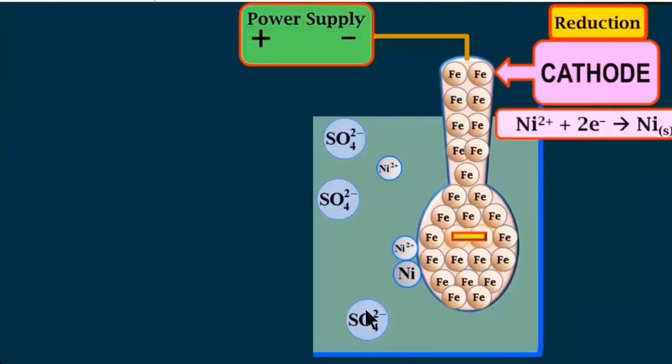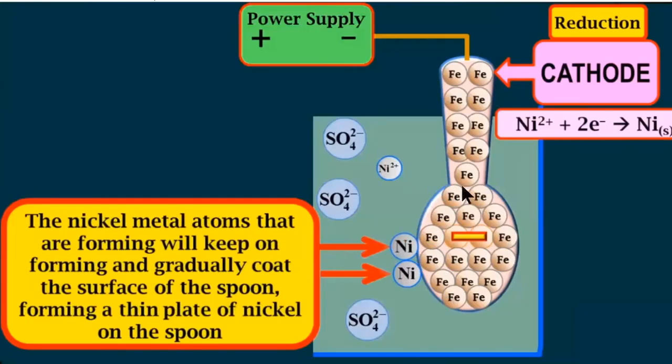Similarly, all the nickel ions which are there in the solution will come to the cathode, gain 2 electrons and will become nickel atom metal. Okay, and they will deposit on this spoon. So the nickel atoms that are forming will keep on forming and gradually coat the surface of the spoon, forming a thin plate of nickel on the spoon.